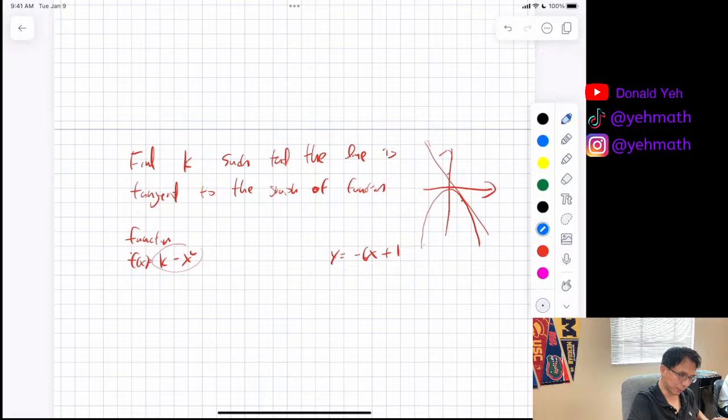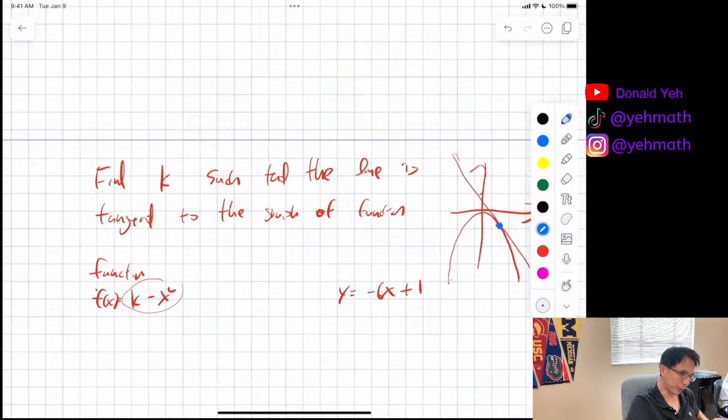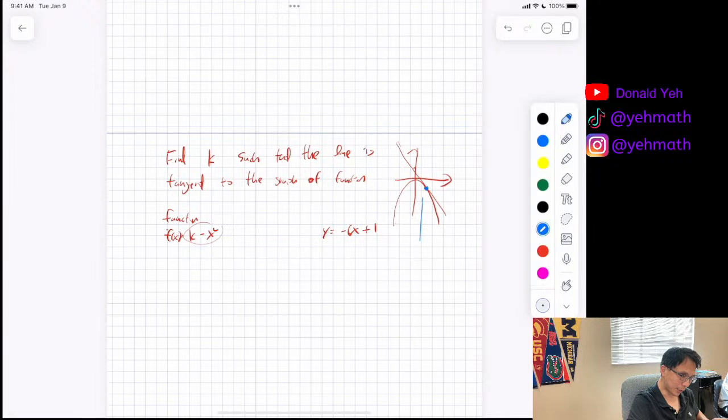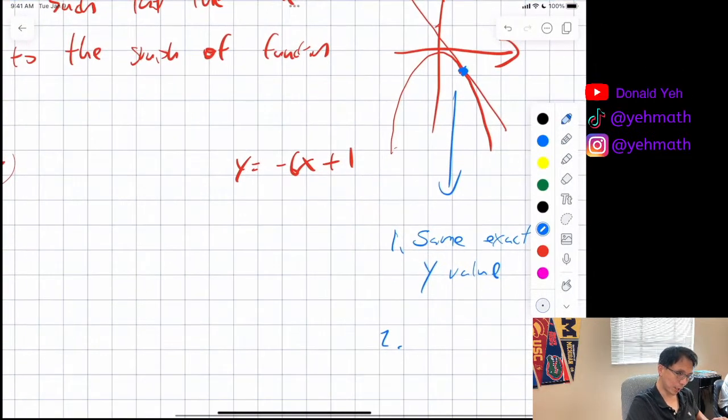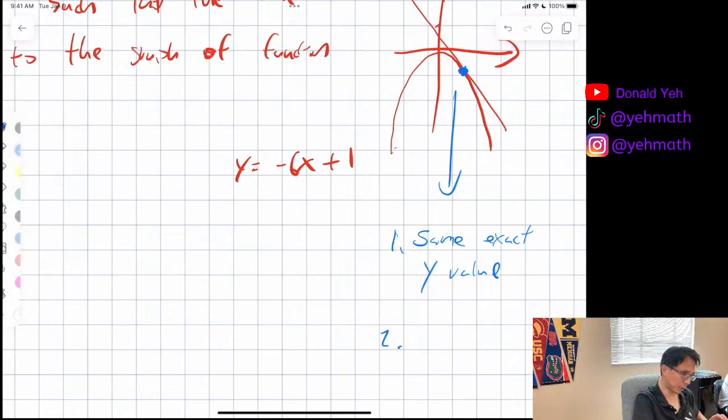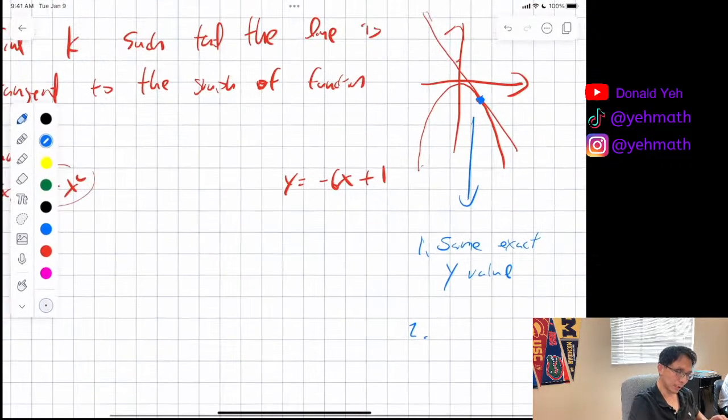At this particular point, to help you solve the problem, two things happen. One, they must have the same exact y value, because they intersect each other. But if they are tangent to each other, what is the second thing that happens? At this point, what do they have the same? The slopes are the same.